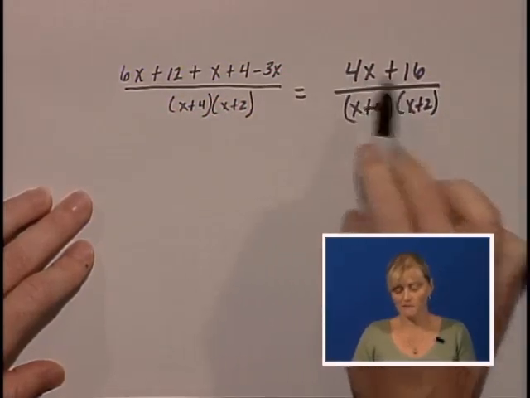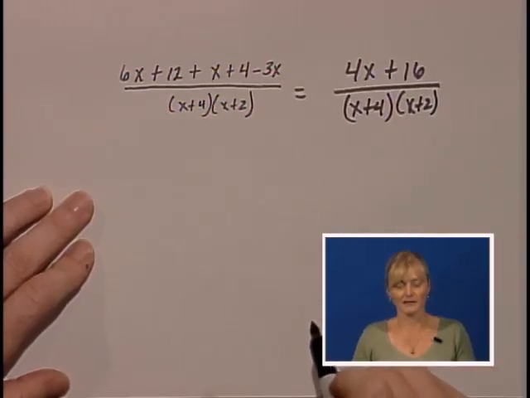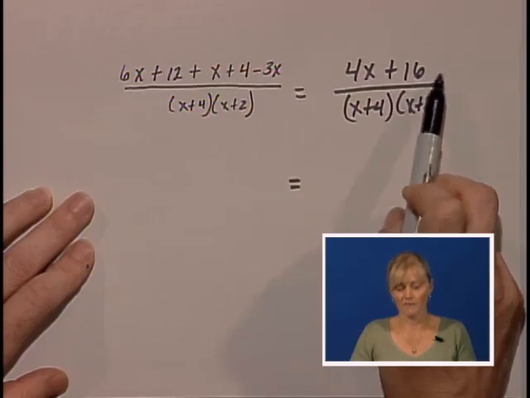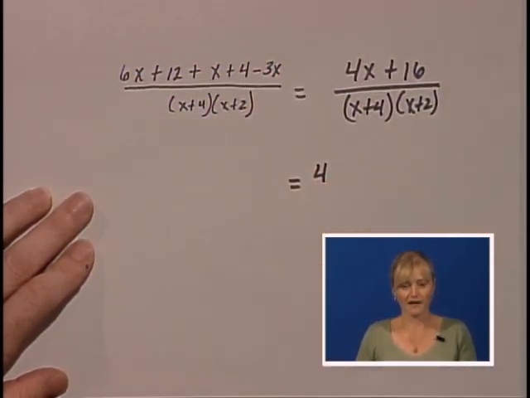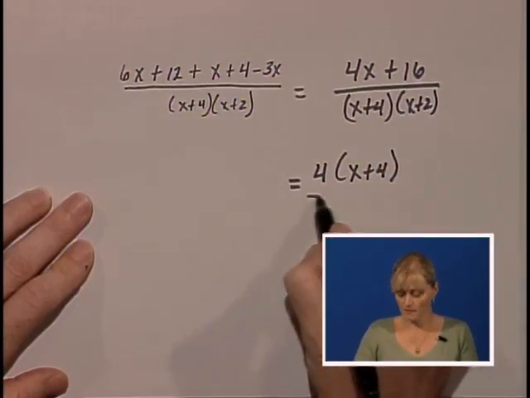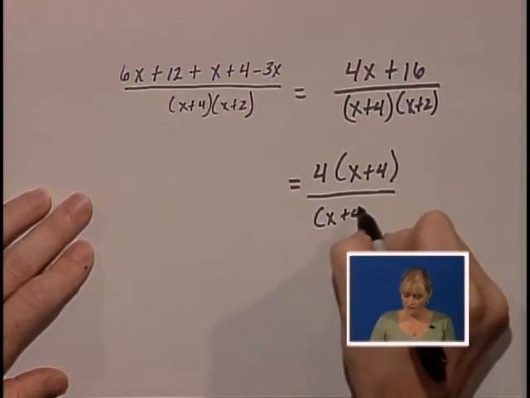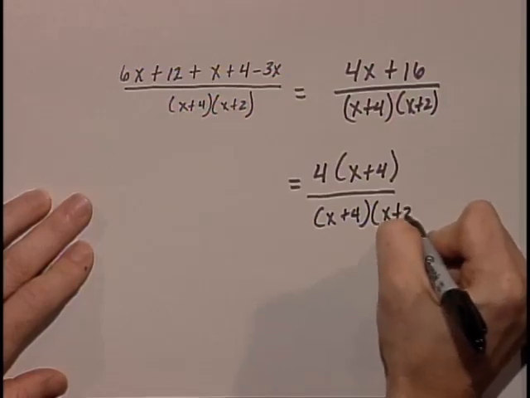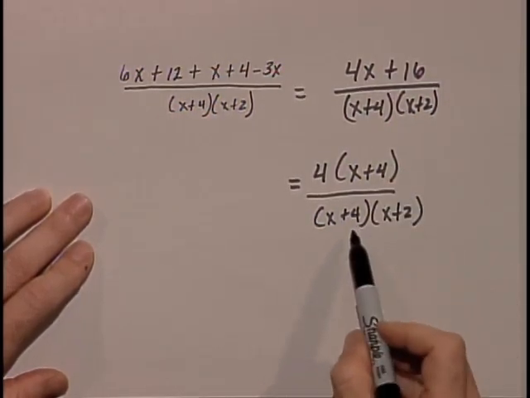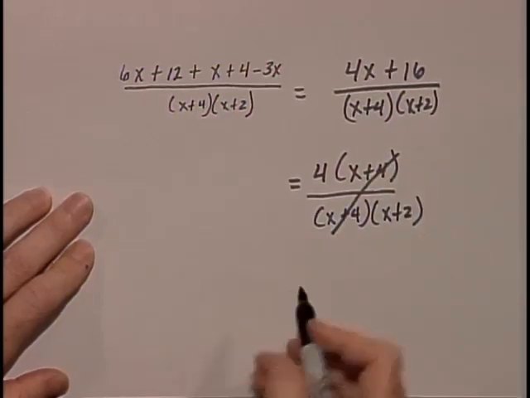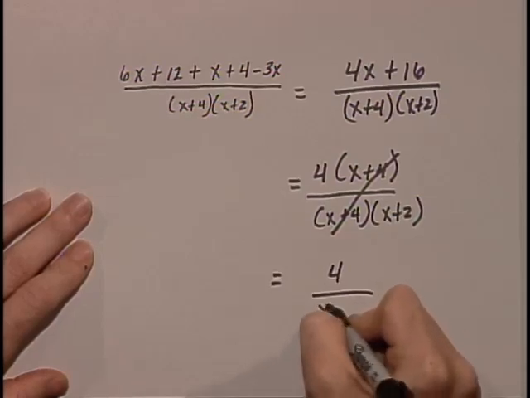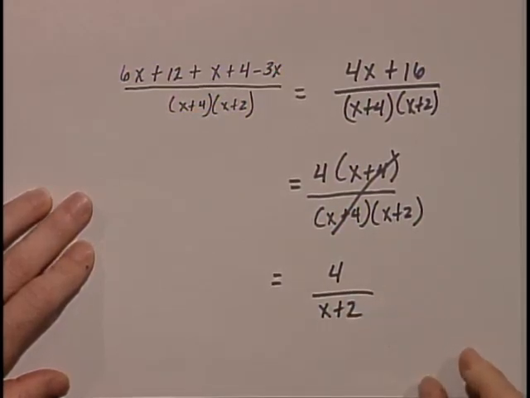Don't stop there. Maybe we can factor this numerator to be able to cancel like factors with our denominator. We have a binomial with a common factor of 4, so we're going to factor that out, and we'll be left with x plus 4. And our LCD still carries along x plus 4 times x plus 2. Notice we have an x plus 4 factor in the numerator and an x plus 4 factor in the denominator. Those are going to divide out. We're left with 4 in our numerator and an x plus 2 in our denominator.